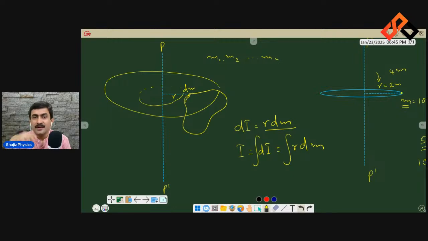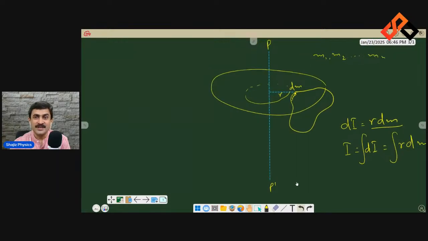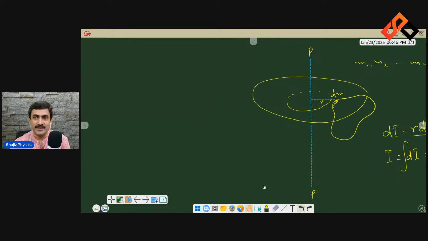In this way, we are able to calculate the moment of inertia of any extended object. It is very simple by having this concept. Now, the concept of radius of gyration appears related to this one. Let us have a look at the misconception related to radius of gyration.